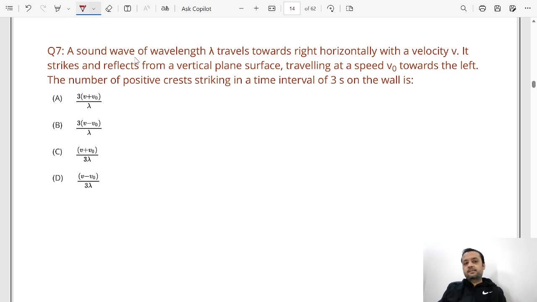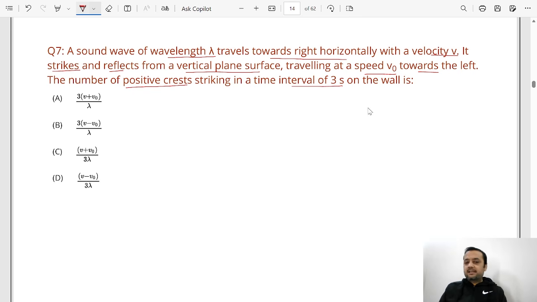All right. In this question, it is given that a sound wave of wavelength lambda travels towards the right horizontally with a speed v. It strikes and reflects from a vertical plane surface, which is also moving towards the left at a speed v naught. The question asks for the number of positive crests striking the wall in a time interval of 3 seconds.